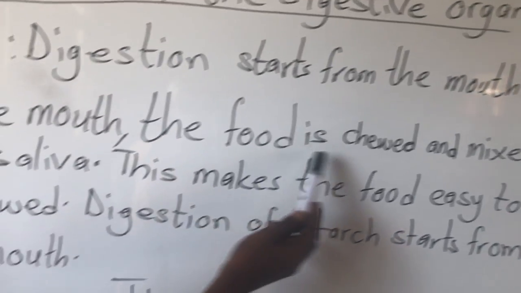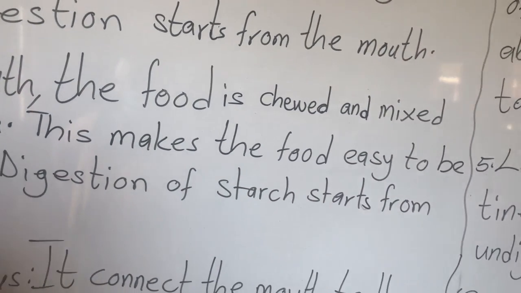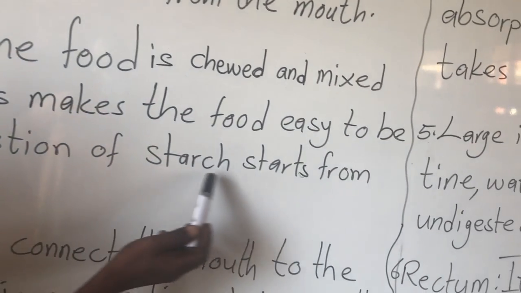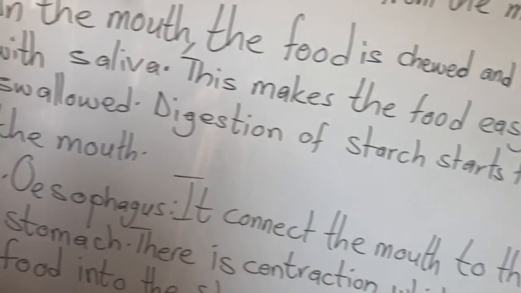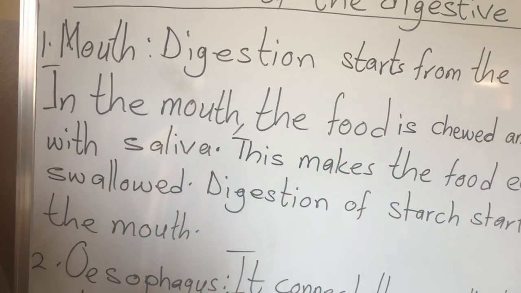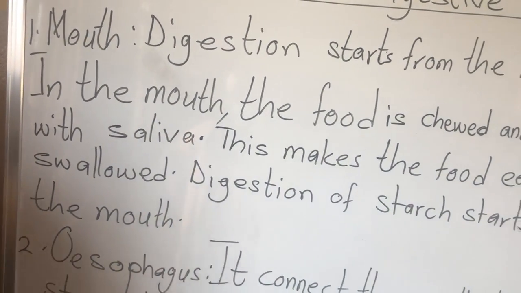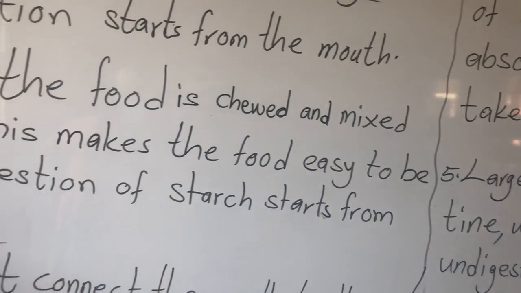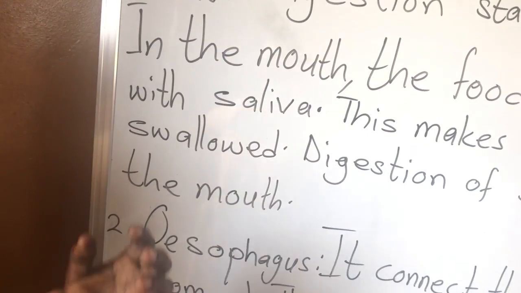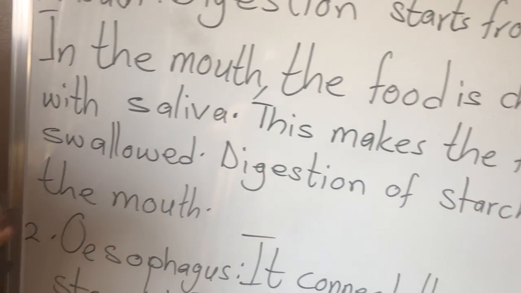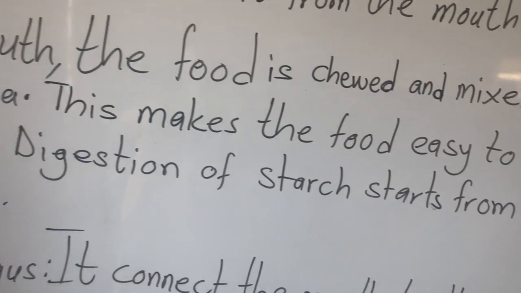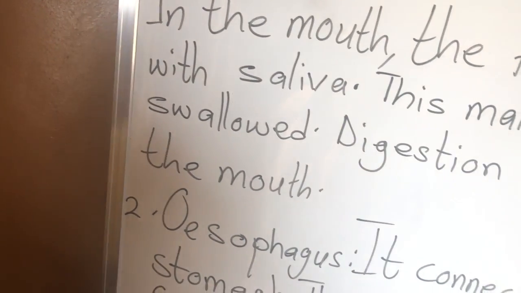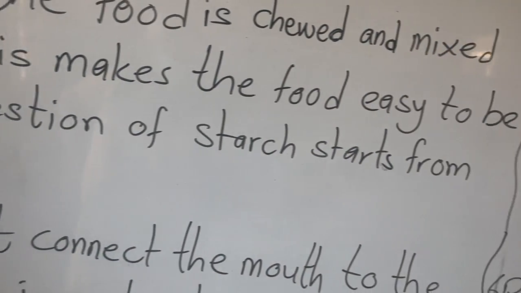In the mouth, the food is chewed and mixed with saliva. This makes the food easy to swallow. In the previous session we learned that chewing in digestion is called mastication. During mastication, saliva mixes with the food and makes it soft, which makes it easy for us to swallow.